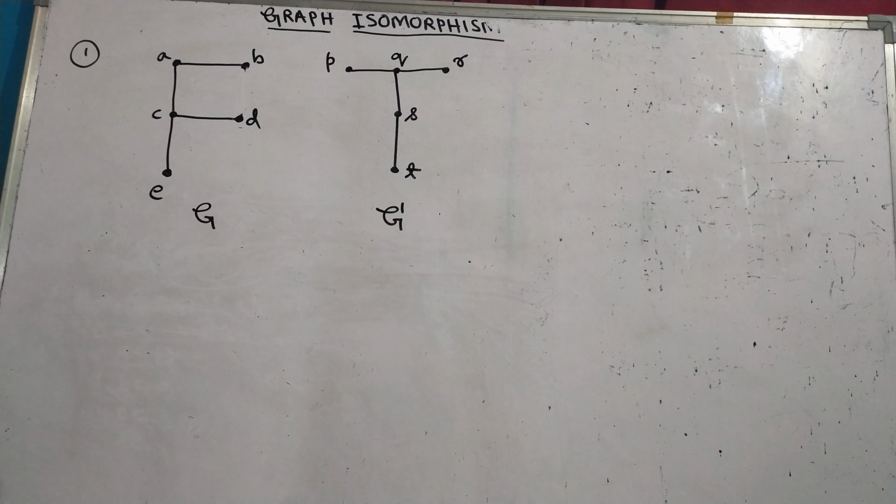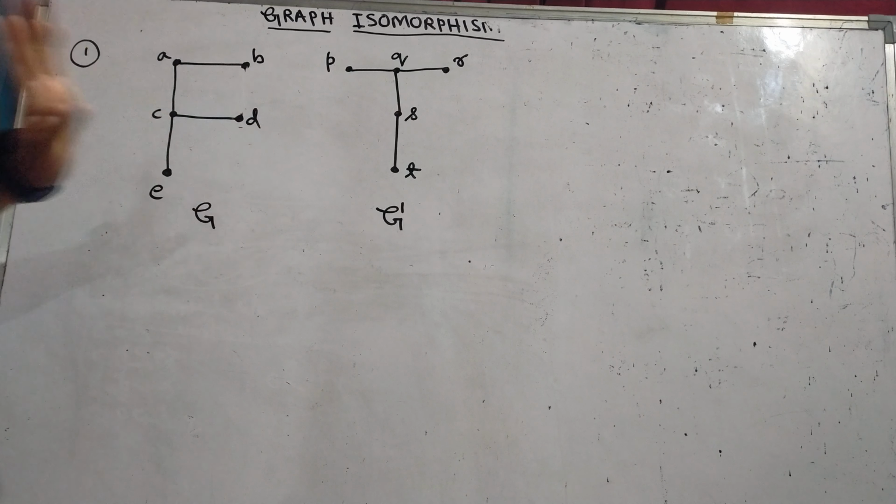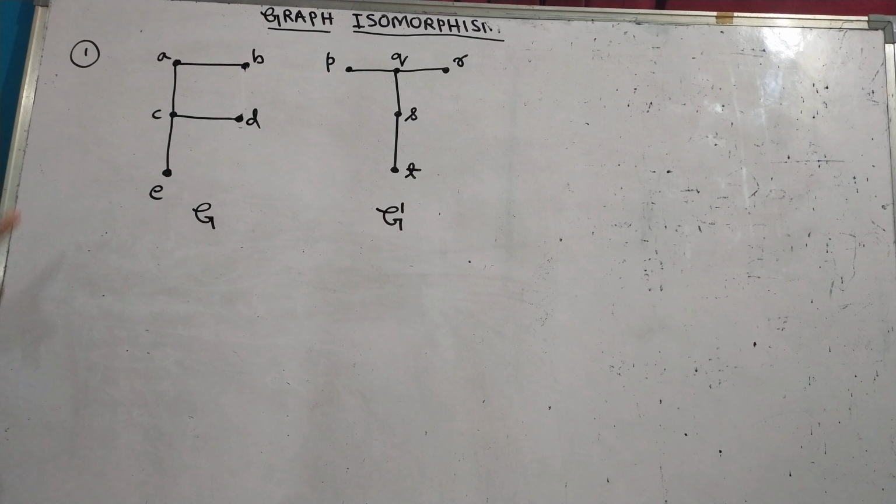If both graphs do not have the same number of vertices, or do not have the same number of edges, we can conclude that the graphs are not isomorphic. So look at this graph here. We have 5 vertices, and there also we have 5 vertices. Here we have 4 edges, and there also we have 4 edges. So we cannot conclude whether they are isomorphic or not. Let us move on here.